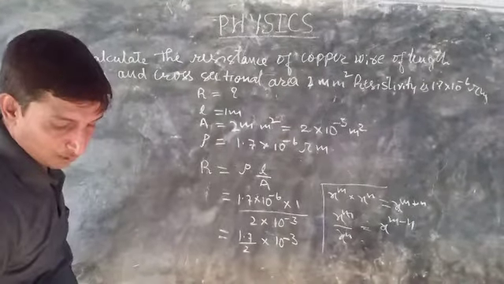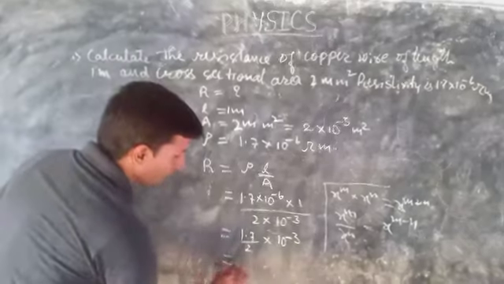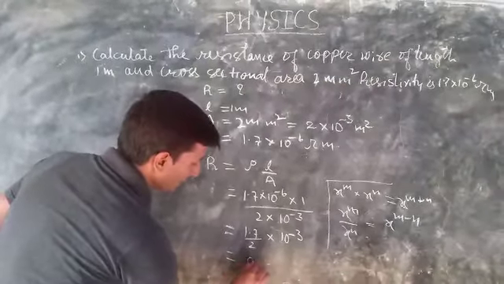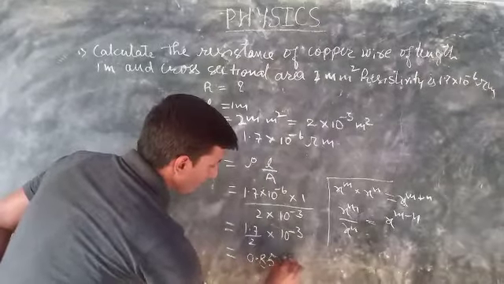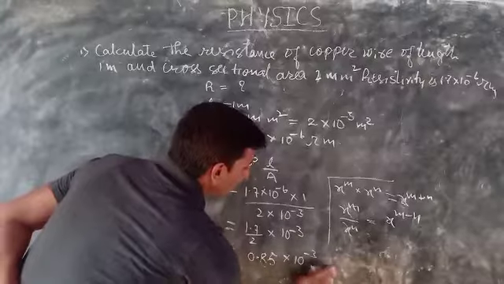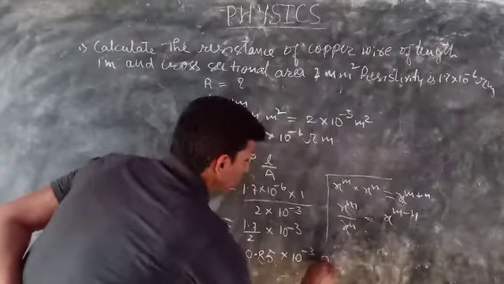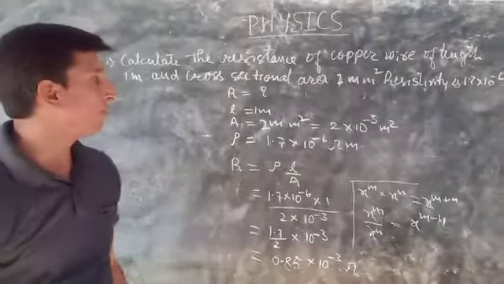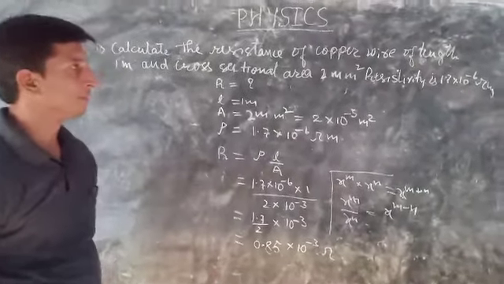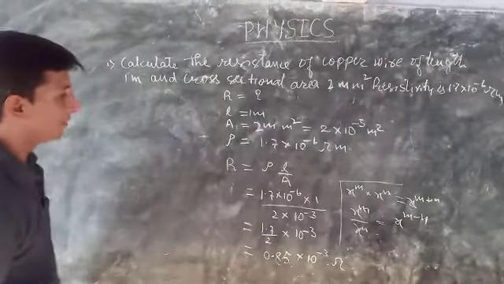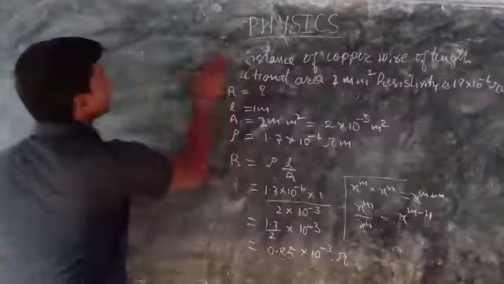1.7 by 2 is equal to 0.85. So 0.85 into 10 to the power minus 3 ohm. This is the value of resistance. This is how we can solve it. Next, we will solve the next problem.